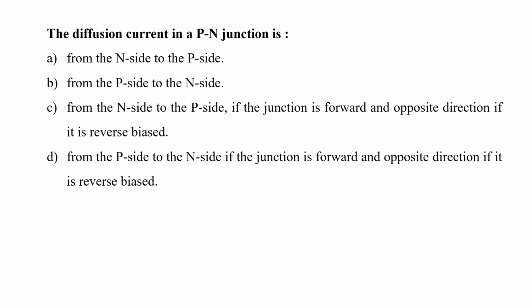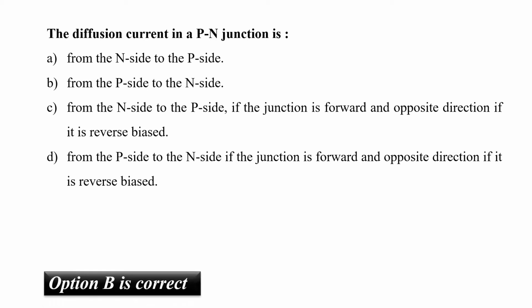Second, the diffusion current in a PN junction is. The diffusion current is a current in semiconductor which is a result of diffusion of charge carriers or the electrons. So to answer this question, we just need to find the direction of flow of electrons. Now in a PN junction, the electron diffuses from the P side to the N side. This occurs due to the concentration gradient across P and N side, which gives rise to the current across the junction. So the correct answer to this question is option number B, from P side to the N side.